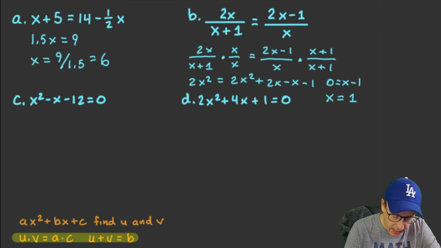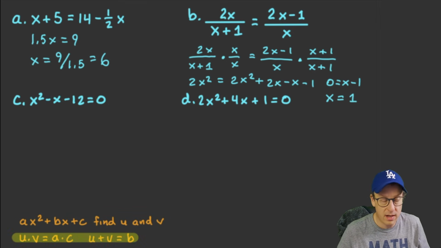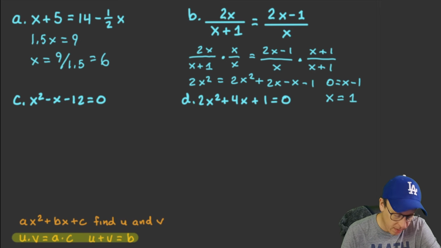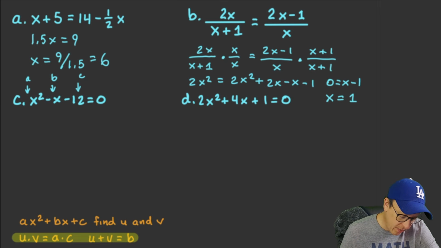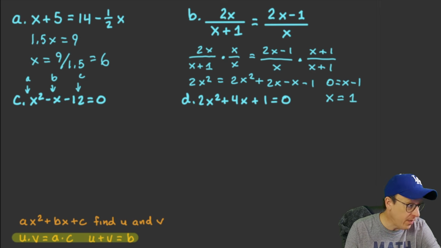So again, this formula right here is going to be utilized. This formula's been used probably to solve at least 6 or 7 problems here. What we need to do is find values u and v where u times v equals a times c, and u plus v is equal to b. Here a is 1, b is -1, c is -12. Hopefully that makes sense. If it doesn't, just tell me, and I'll explain it further.